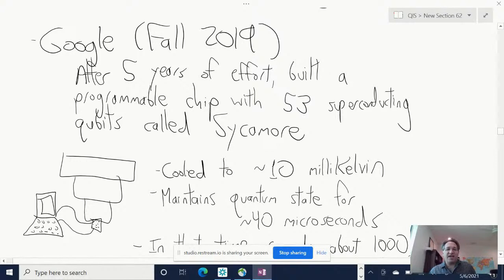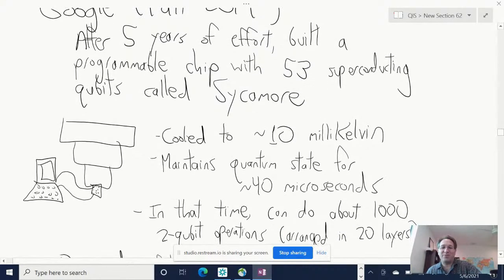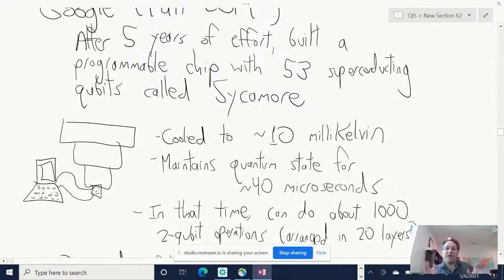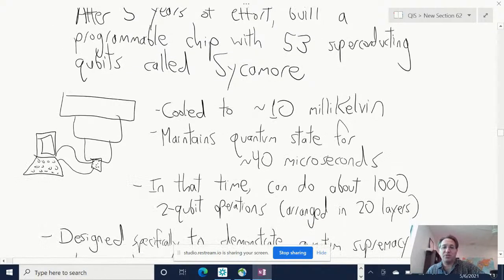Even at this ultra low temperature, you're still only maintaining a quantum superposition state for a very short time, about 40 microseconds. But that is enough to already do an interesting quantum computation on the qubits. So within that time, they're able to do about 1,000 operations on the 53 qubits, each one acting on one or two of the qubits. The operations are arranged into 20 layers.